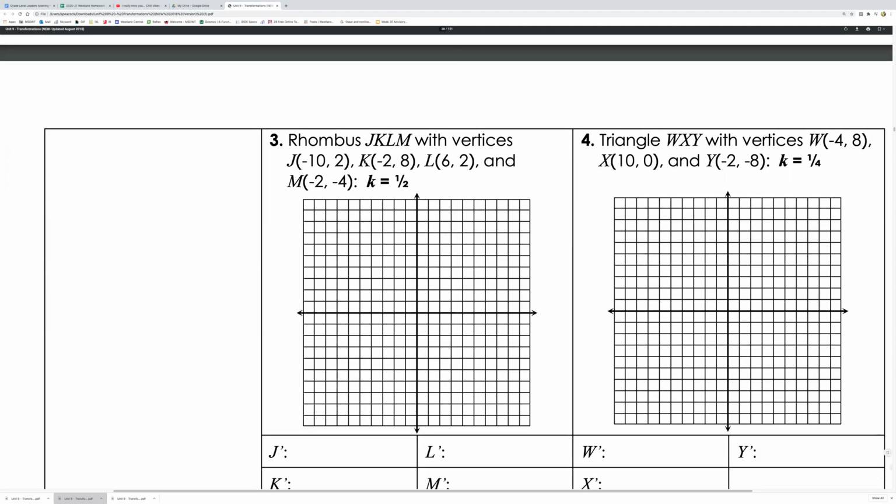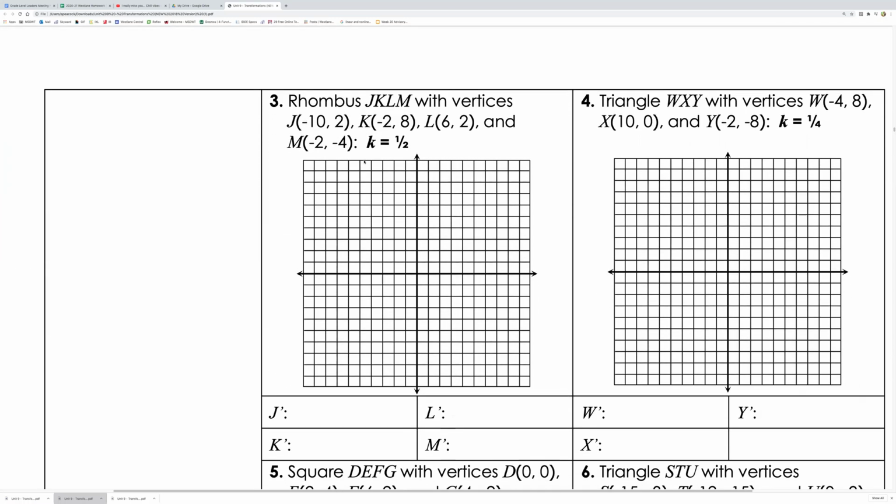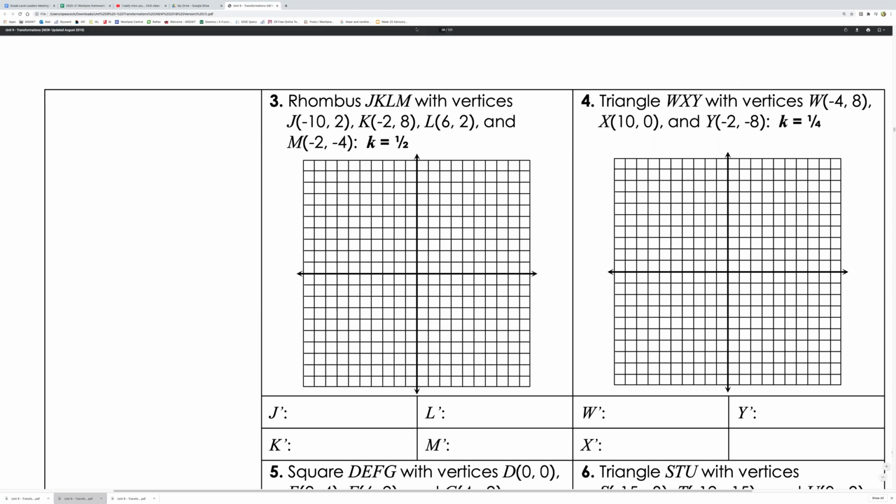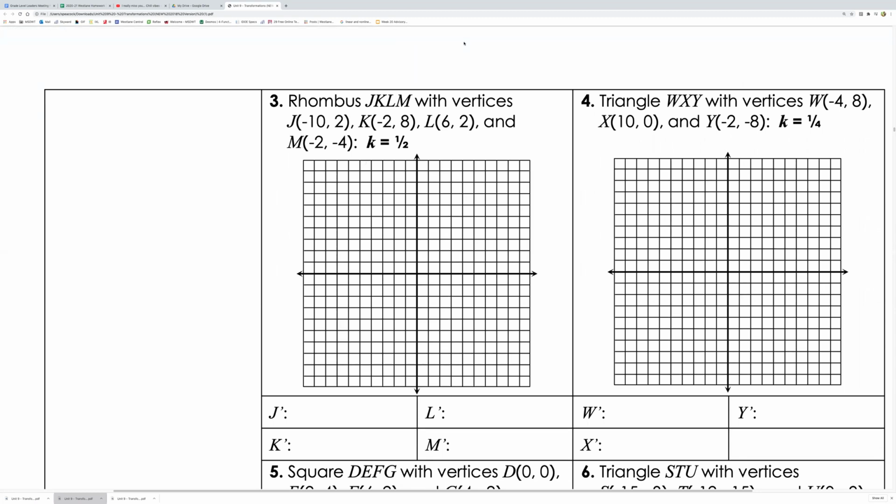Okay, we're going to do this one right here, and hopefully I can graph it correctly. Let's start with our pre-image. So negative 10, 2, so I'm going to go left 10. 6, 7, 8, 9, 10, up 2. That's going to give me J. 1, 2, go up 8. That's going to give me K. 1, 2, 3, 4, 5, 6, up 2. That's going to give me L. And then negative 2, negative 4.